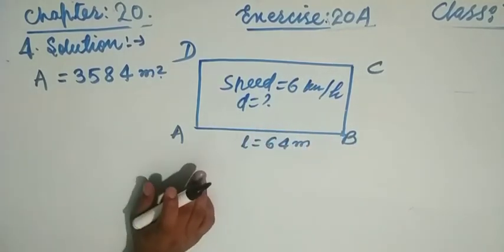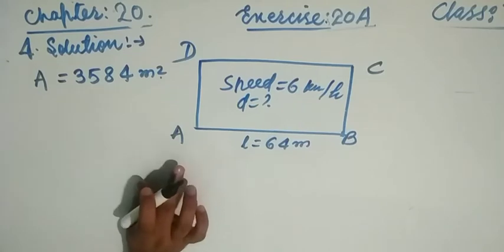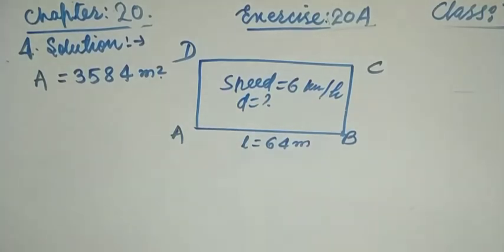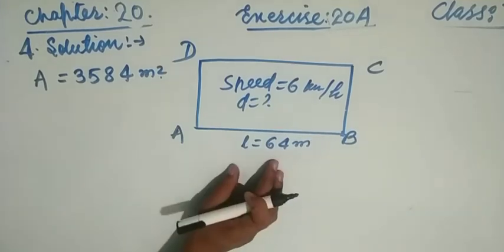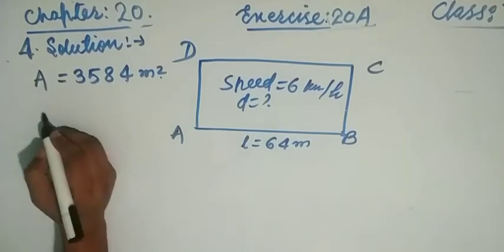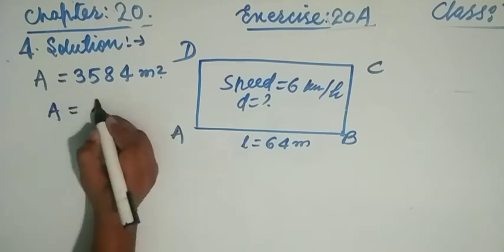When this boy moves 5 times around this perimeter. Okay, now first friends we need the breadth. Now area is given friends, area of this is equal to L into B.